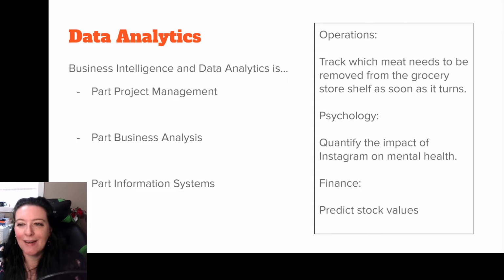Perhaps we are analyzing data as part of our operations management. Let's suppose you're a grocery store and you want to track which meat needs to be removed from the grocery store shelves. We find that when meat loses its color, when it no longer looks appetizing, people not only don't want to buy it, but they're turned off from buying other meat as well. So we want to remove from the shelf any meat as soon as it's no longer palatable.